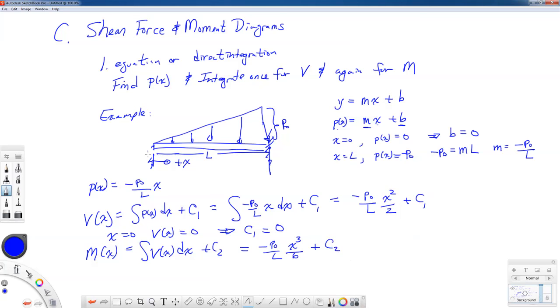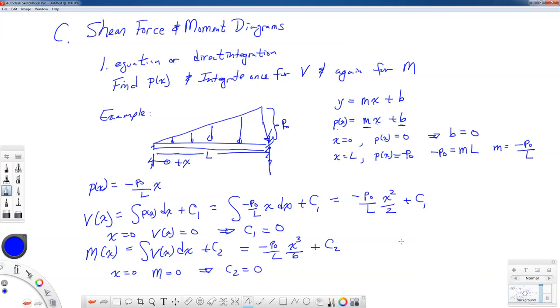But once again, I do not have any moment condition at x equal to 0, so at x equal to 0, the internal moment is equal to 0. And again, it's important to know that these are the internal moments and not applied moments at the end. They might be the same value, but they could have different signs. But in this case, this condition gives us C2 is equal to 0.